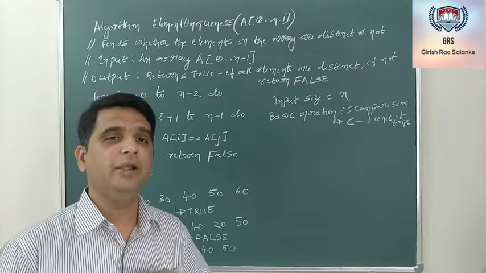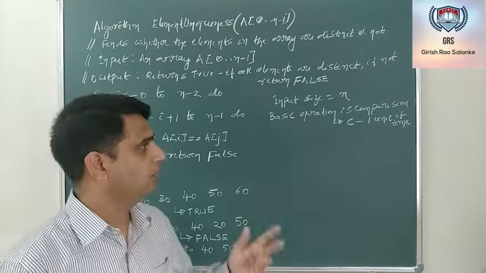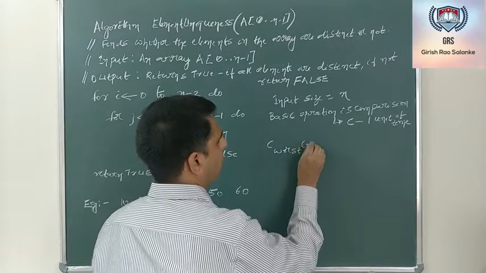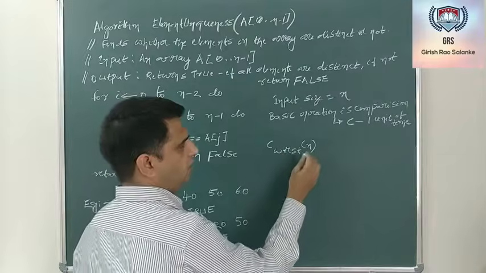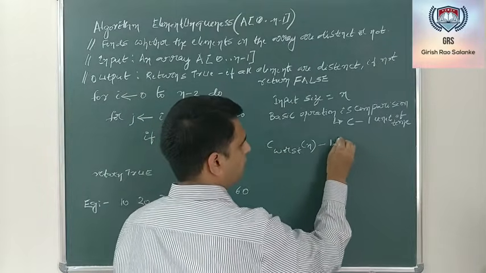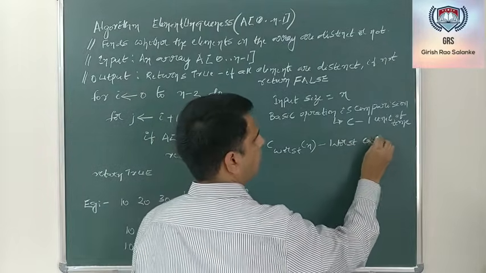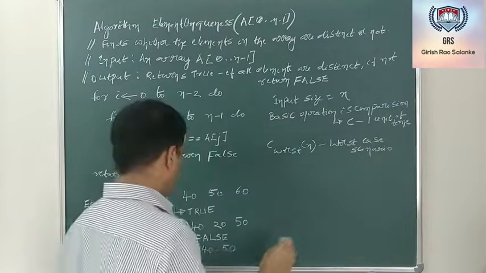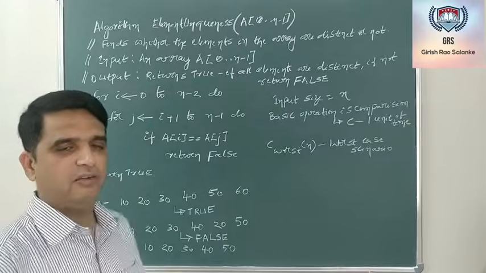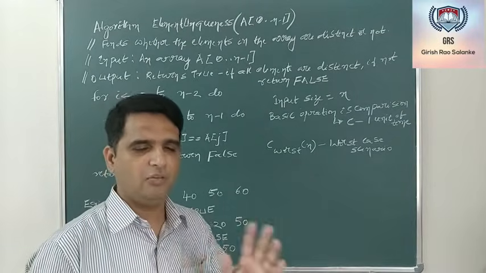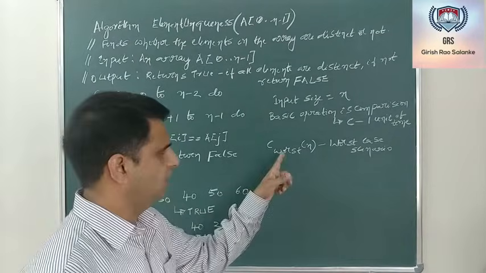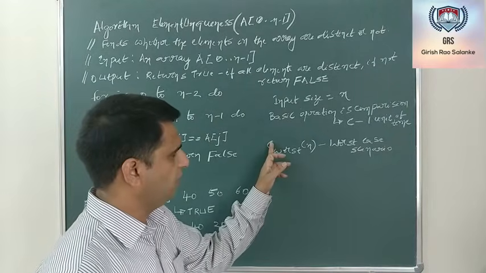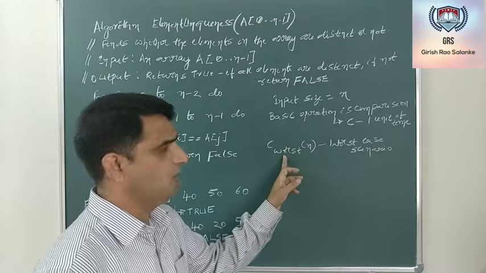So I need to come up with the worst case. So what I will do? I will denote C worst of n to be the worst case scenario. Now what was the best case scenario? As I told, the best case scenario is when the first and the second element are same. There we do only one comparison. We'll not worry about the best case, we'll consider the worst case scenario. So in case of worst case scenario, let me denote the time complexity as C worst of n.